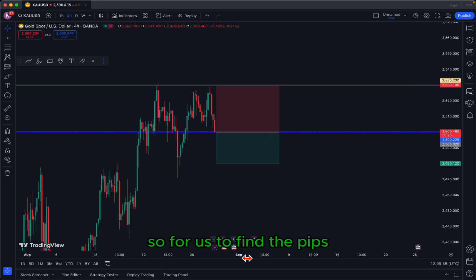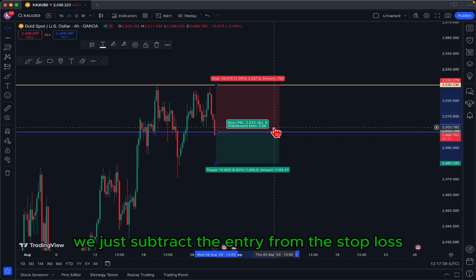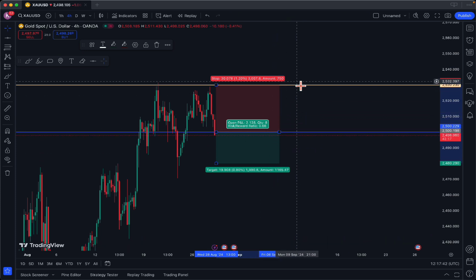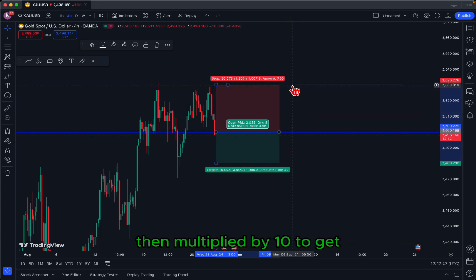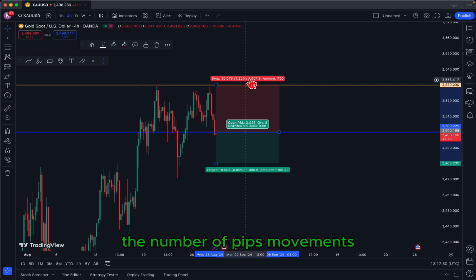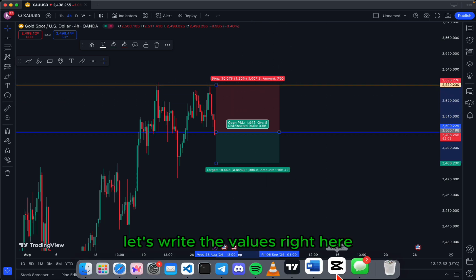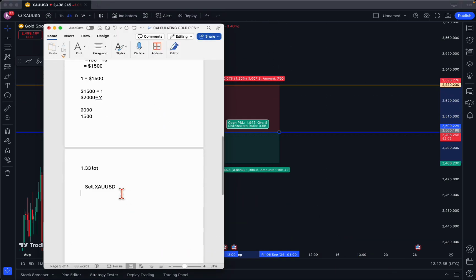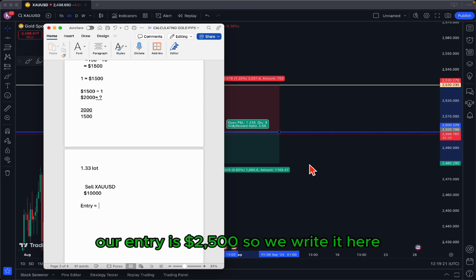So for us to find the pips, we just subtract the entry from the stop loss, then multiply it by 10 to get the number of pips movement. Let's write the values right here. So we are selling gold with $10,000. So let's write there. We have our entry. Our entry is $2,500. So we write it here.